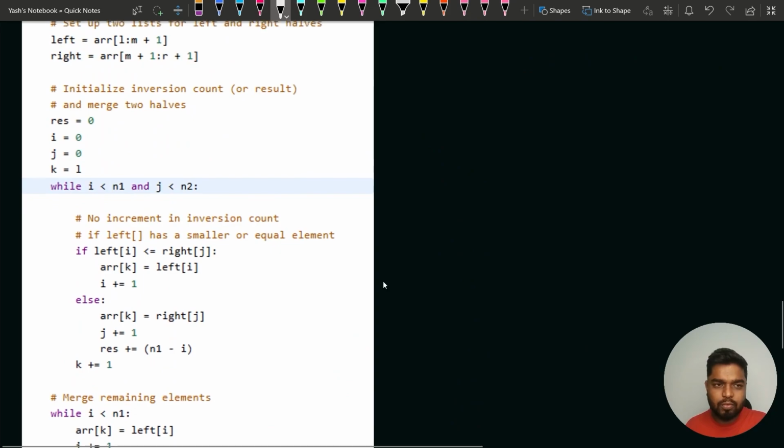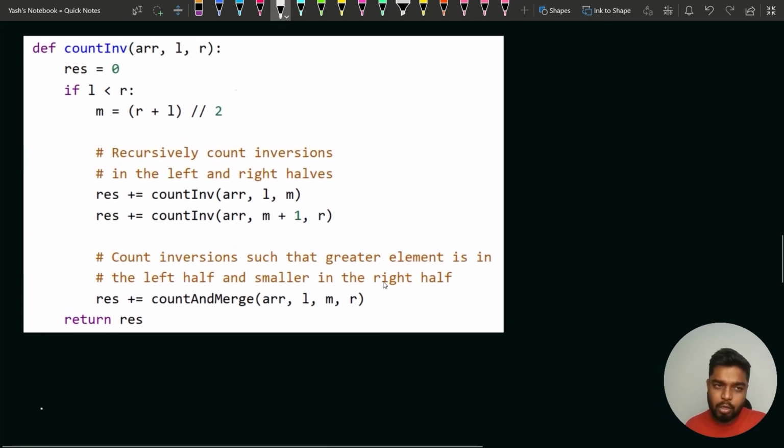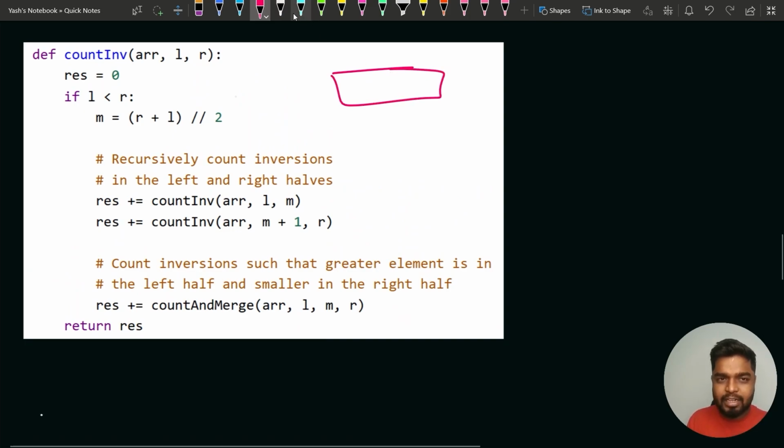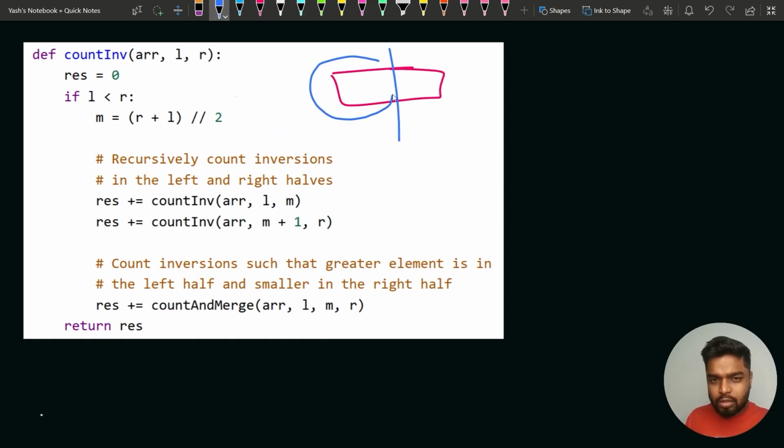So you can understand that what we did was, we broke the problem into smaller problems. Whatever array we have been given, our task is to divide that array into two halves. Now for this half, we'll call the count inversion function. For this half also, we'll call the count inversion function. So basically the sorting will be done on the left half and the right half.